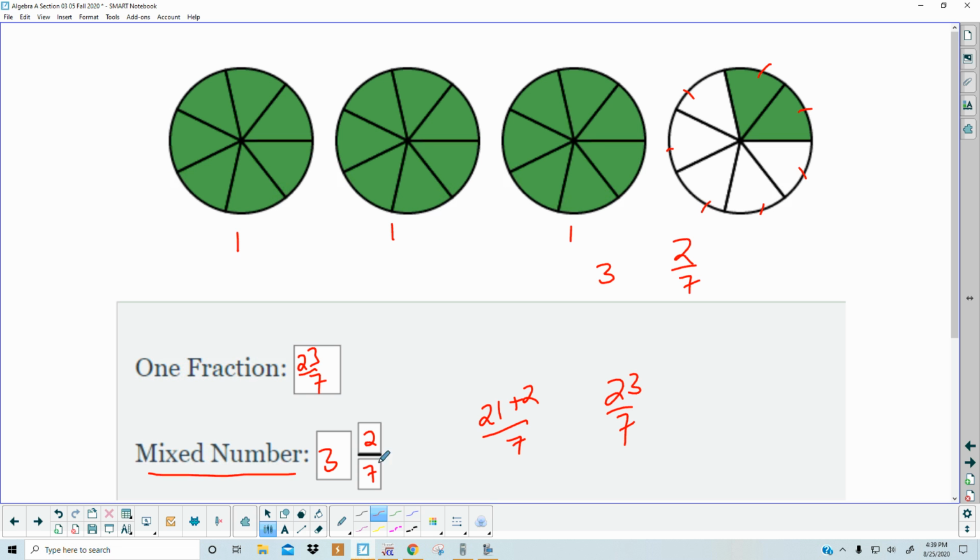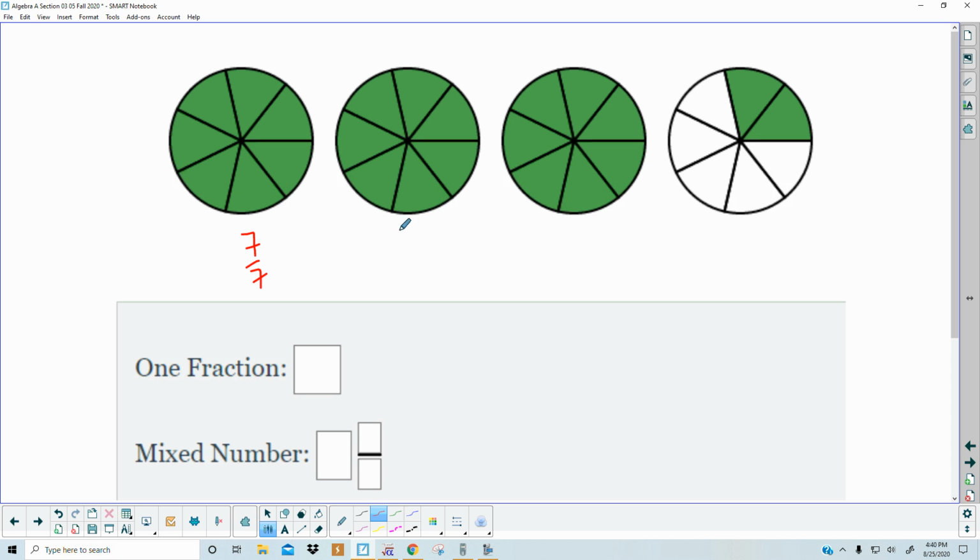I think it's easier to find the mixed number first, just by counting these as whole. I've got 1 whole, 2 wholes, 3 wholes, so I've got 3. And then 2 sevenths. Now, if you wanted to find the improper fraction first, I'm not trying to confuse you by showing you different ways to do it. Sometimes people like doing it differently. We counted up, we had 7 of them. So I got 7 over 7, 7 over 7 again, 7 over 7 again. And then I've got 2 out of 7.